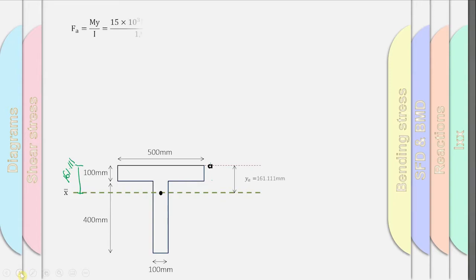So we're going to calculate for point A first. For point A, you know the formula for bending stress, M over I. Multiply by the maximum bending moment, times 10 to the power 3 to convert kilonewton to newton, and 10 to the power 3 to convert meter to millimeter, and times Y. Y here should be the distance from the point to the centroid of the whole section, which is 161.11.